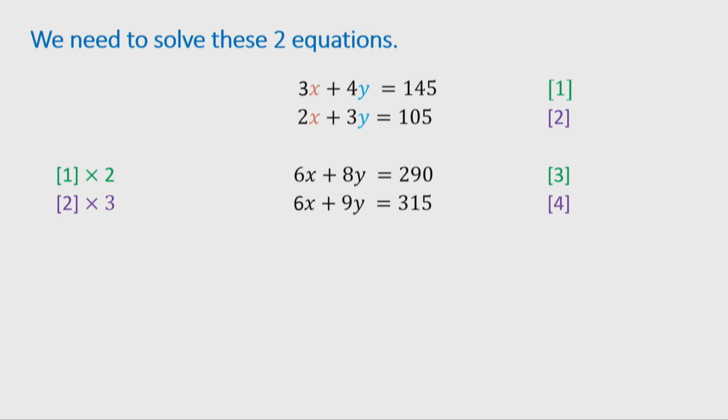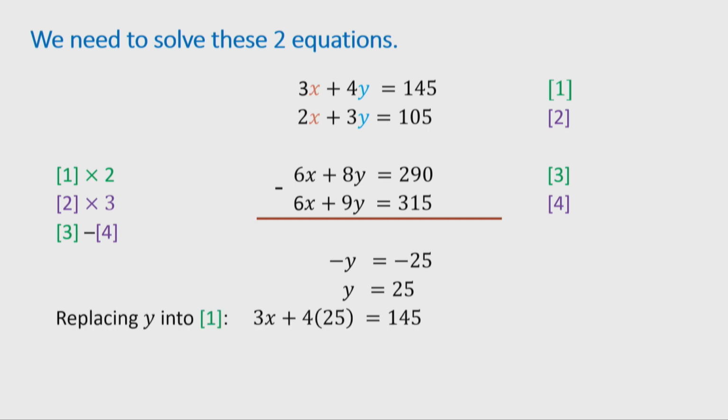Now I have the same coefficient for x. I check the sign. Both signs are same. So for same sign we subtract. 6x minus 6x will cancel. 8y minus 9y will give me minus y. 290 minus 315 will give me minus 25. So y will be equal to 25.